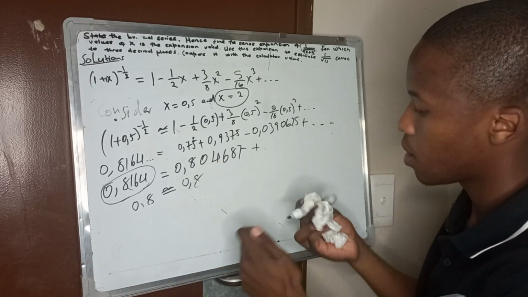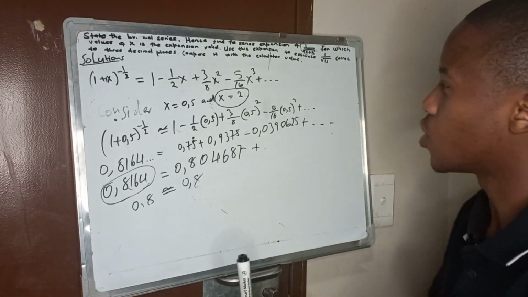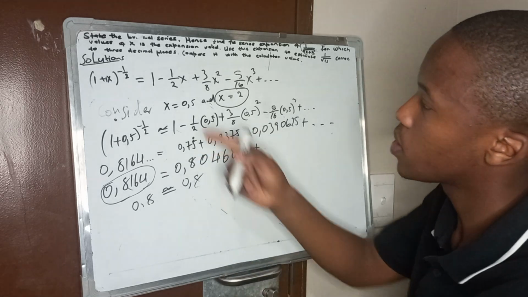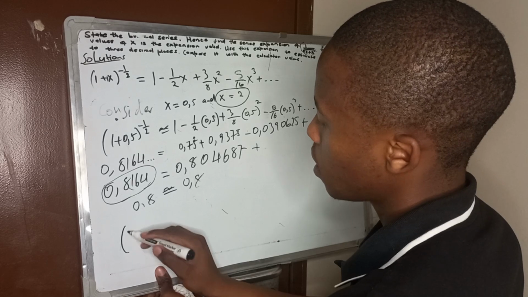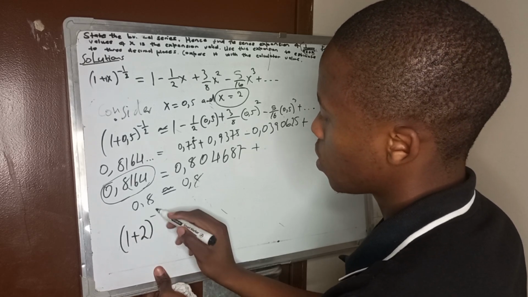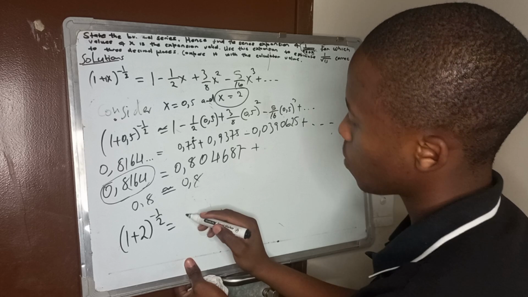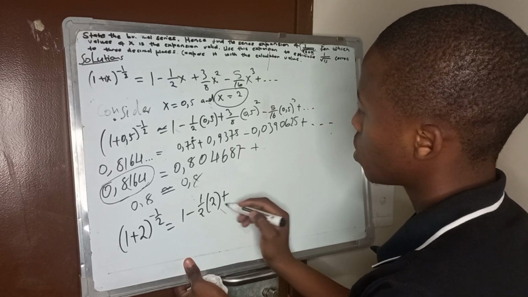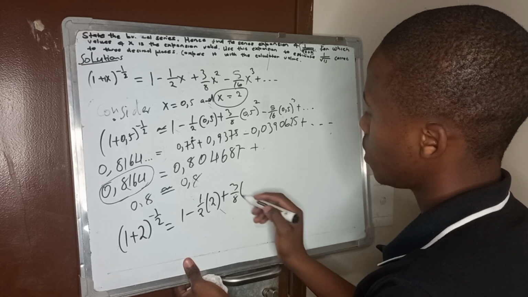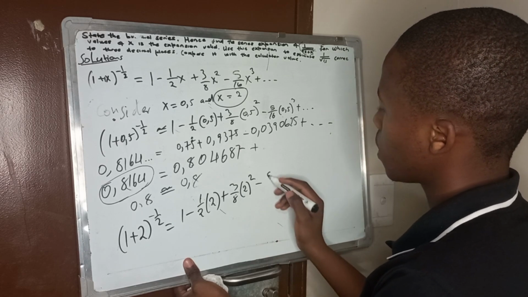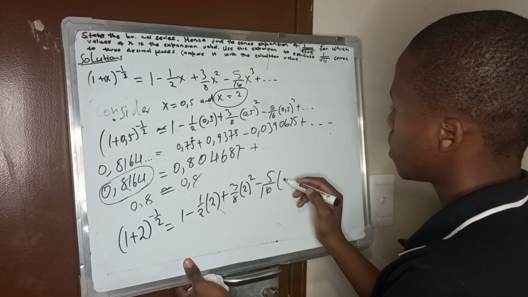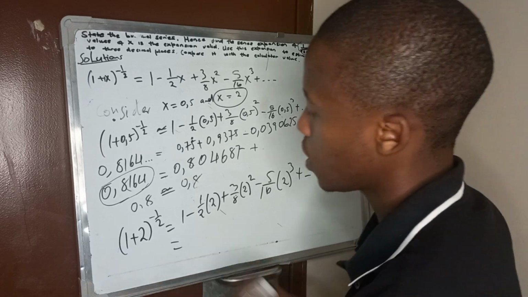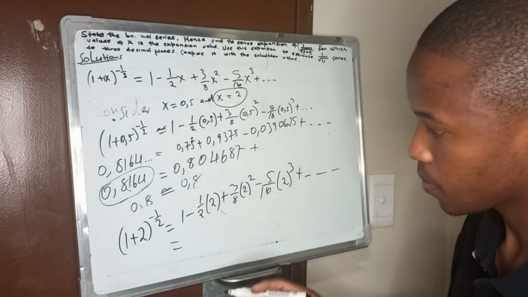Maybe I'm making this video long, but I want you guys to understand almost everything. So now I will simply substitute 2 there. I'll have (1 plus 2) to the power -1/2 equals 1 minus 1/2 into 2 plus 3/8 into 2 squared minus 5/16 into 2 cubed plus ... Then now let's find out what we get.